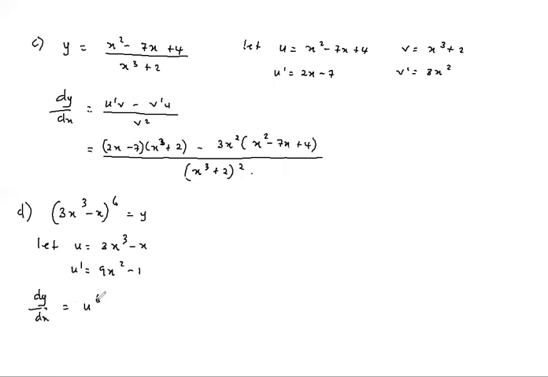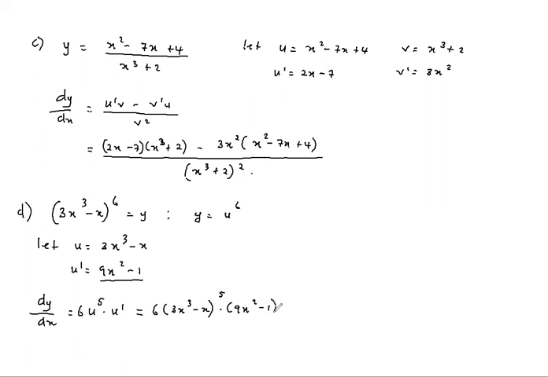so it's like you're dealing with u to the power 6. That's our function. We have written our y to be u to the power 6. So dy/dx is going to be 6 u to the power 5 multiplied by the derivative of u, going by the chain rule. And so we have 6, what is our u? (3x³ minus x) to the power 5, and u prime, I found it here, 9x squared minus 1. So this is our derivative.